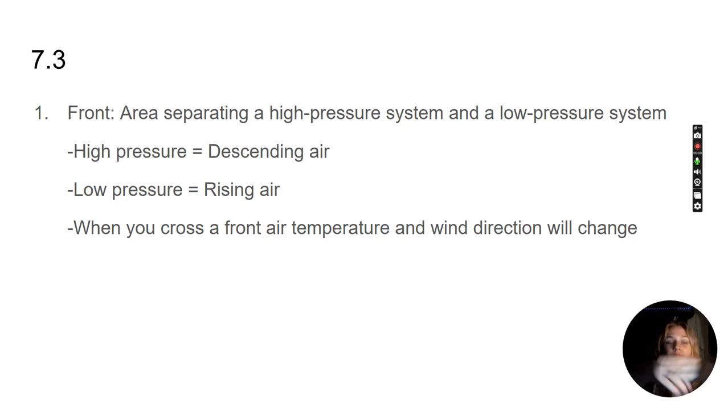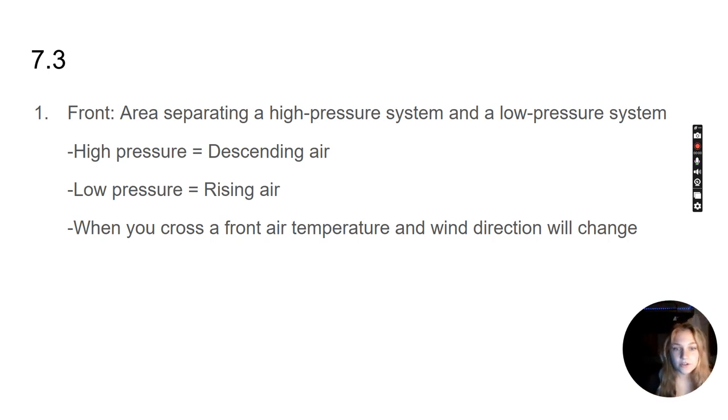7.3. A front, we're getting into weather, real clouds up there, is an area of high pressure and low pressure system. A high pressure system is descending air, and a low pressure system is rising air. You can think of it as the air rising and expanding, therefore there's less pressure. And when the air is descending, it's getting smaller, so there's more pressure. So that's why it's high and low pressure.